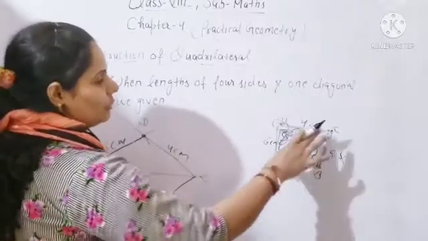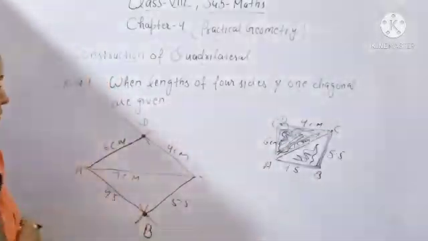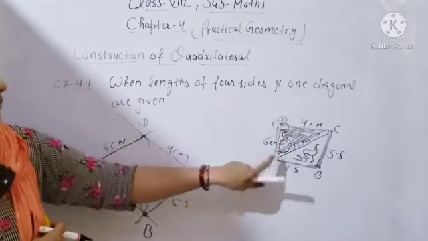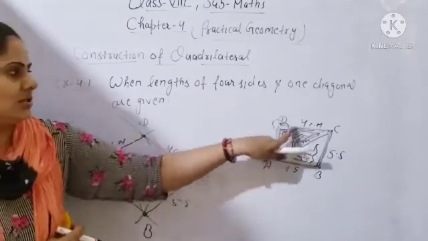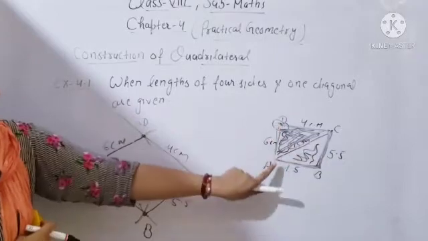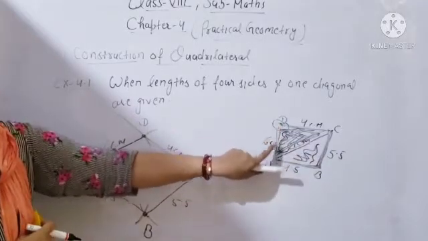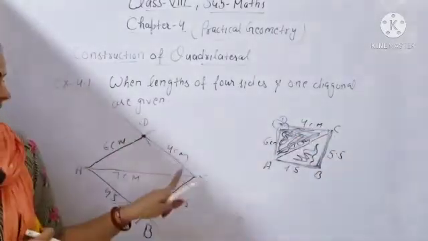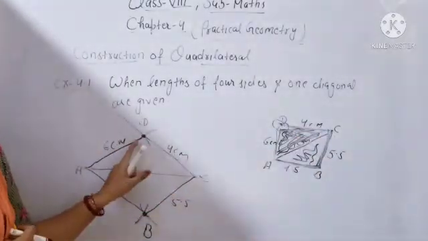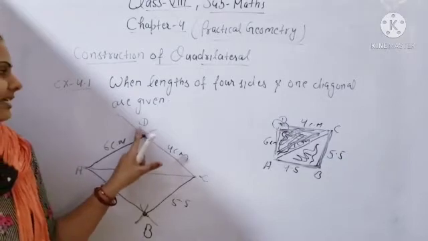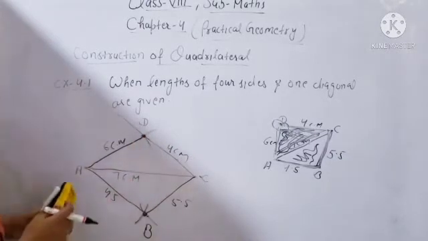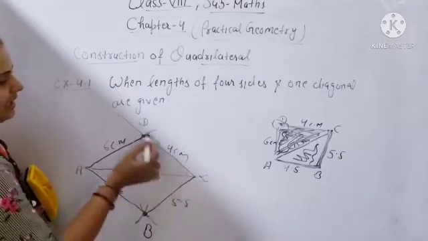Okay, so what you have to do? First you have to draw the diagonal AC. So first you will draw the diagonal AC 7 centimeter. After that the upper part you have to do, and the intersecting point of these two arcs is point D. So from point A you will open your compass at 6 centimeter and draw the arc. From point C, you will open your compass 4 centimeter and you will draw the arc. And these two arcs will meet at the intersecting point, which will be point D. After that, simply join the lines AD and CD.